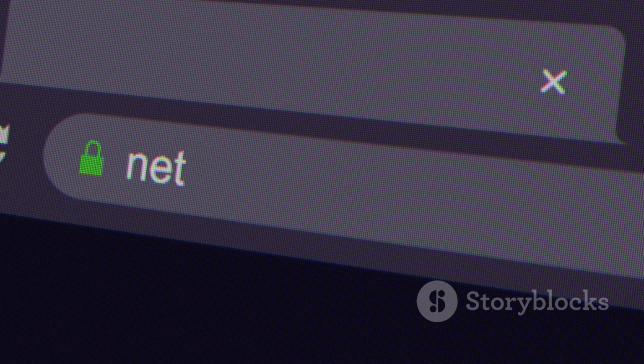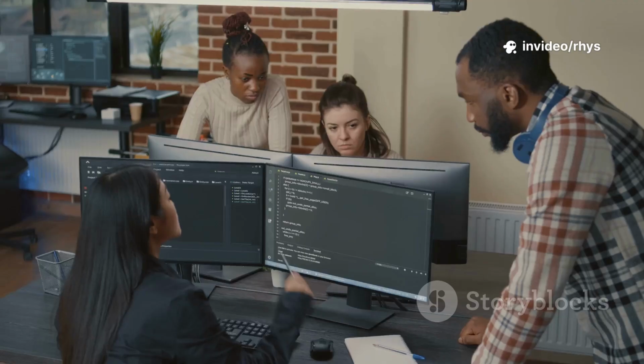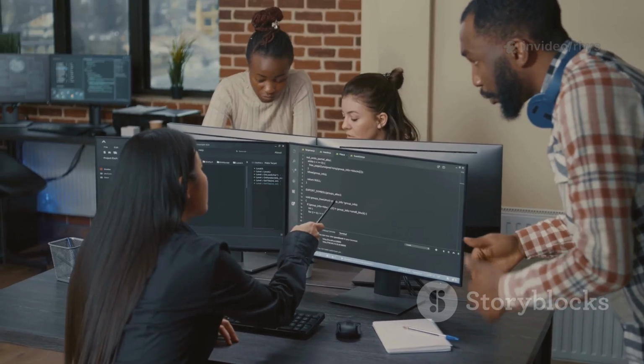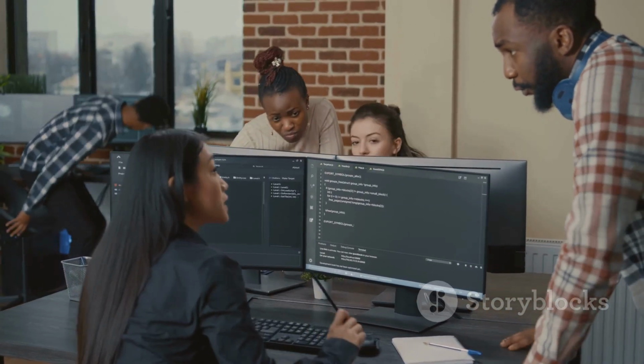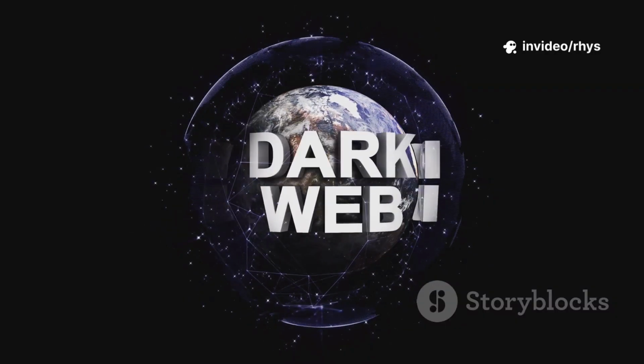Their addresses are familiar, ending in extensions like .com, .org, or .net. They are designed to be found and accessed by the general public, forming the backbone of our daily online interactions and information gathering. Beneath the surface lies a much larger and more hidden layer known as the deep web. This part of the internet is not indexed by search engines.